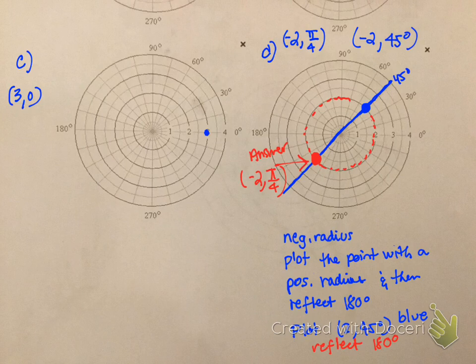So once again, if you have a negative radius, be careful. What you have to do is plot the positive radius with the angle and then reflect it 180 degrees. So if you're in quadrant 1, your answer will be in quadrant 3 if you have a negative radius. If you're in quadrant 2, your answer is going to be in quadrant 4 with a negative radius.